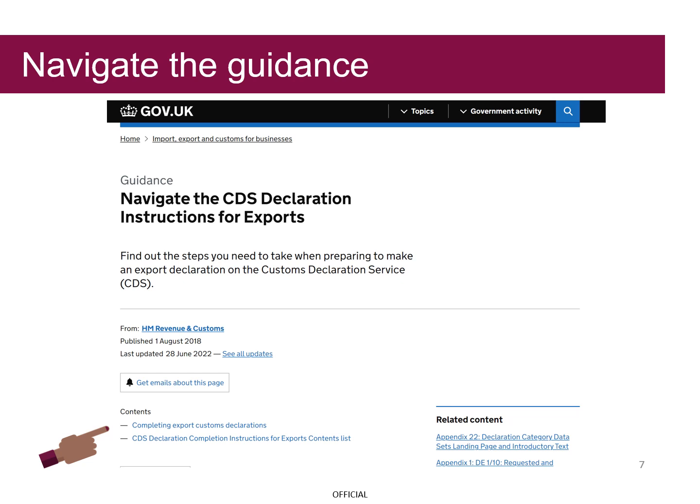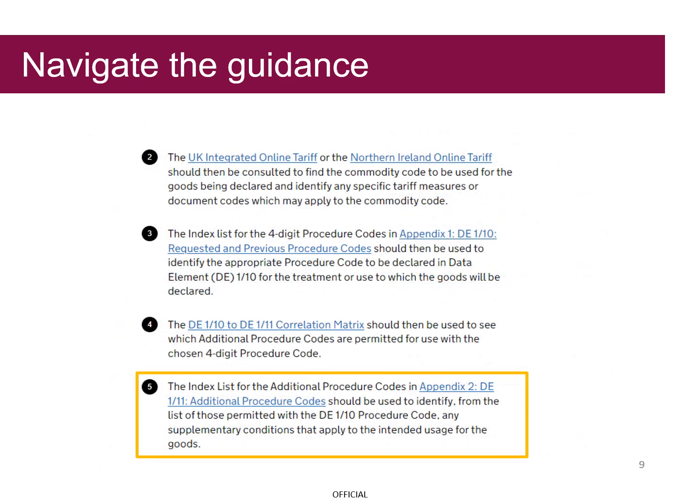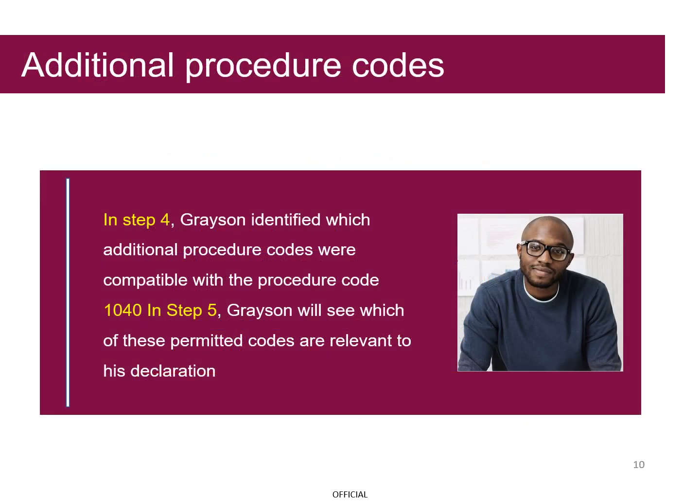Grayson needs to ensure he's on the Navigate the CDS Declaration Instructions for Exports page. If he scrolls down, he will see the 11 steps he needs to follow. Step 5 focuses on identifying the additional procedure code or codes. In step 4, Grayson identified which additional procedure codes were compatible with the procedure code 1040. In step 5, he will see which of these permitted codes are relevant to his declaration.